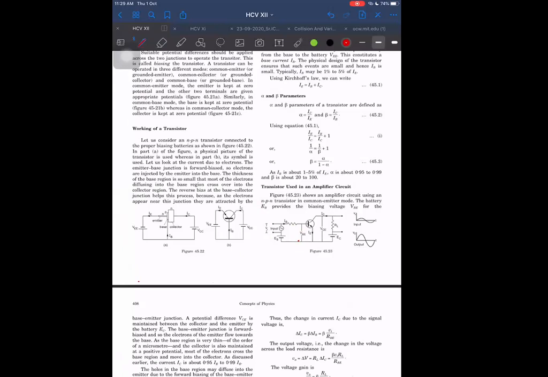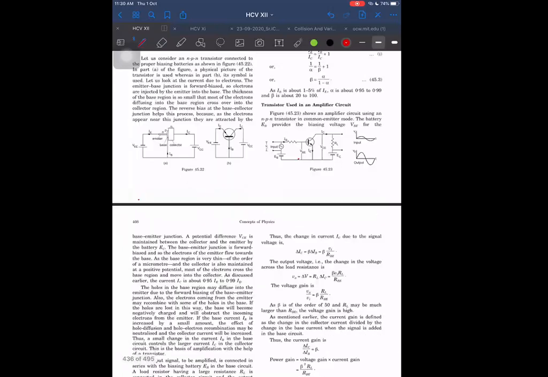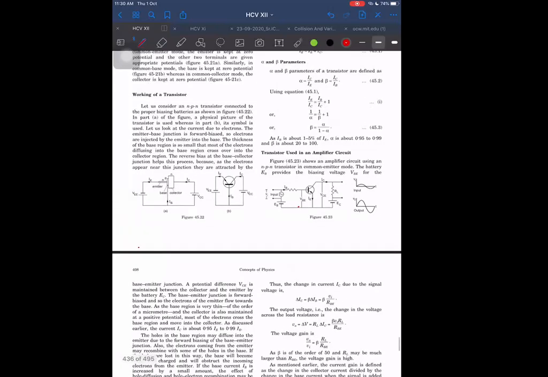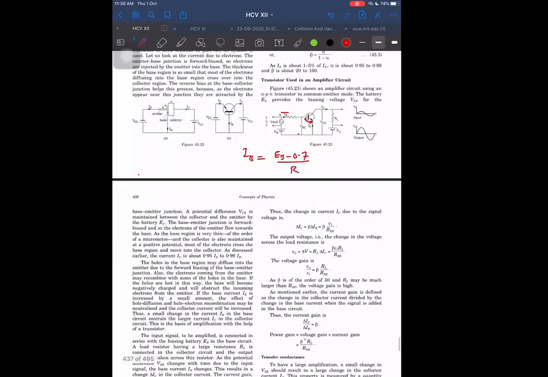So now, what happens when this voltage slightly increases? When this voltage slightly increases, we know IB is equal to what? IB is equal to EB minus VBE, which is nearly 0.7, divided by R. VBE is also approximately 0.7. That also changes slightly. It is not exactly 0.7. But I think you know the graph goes something like this.